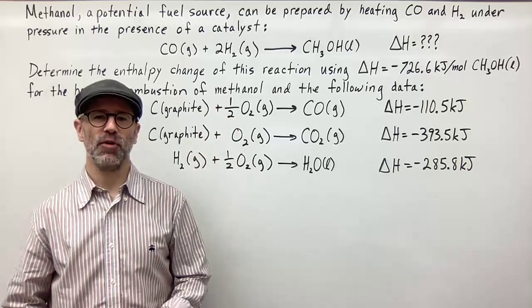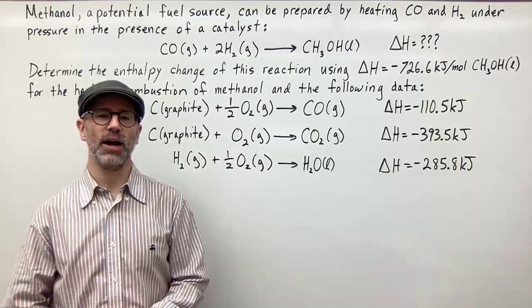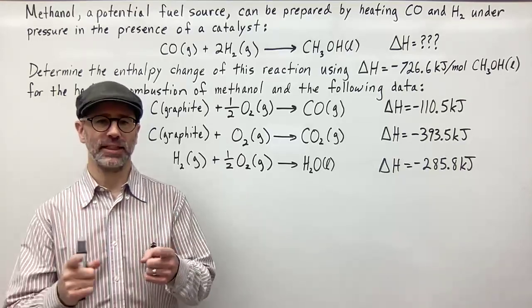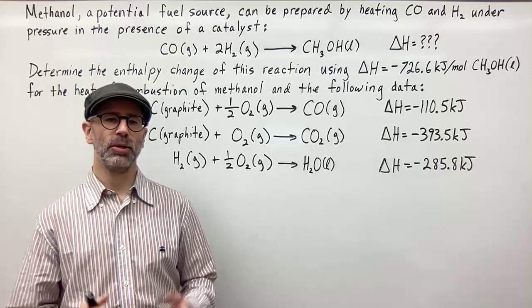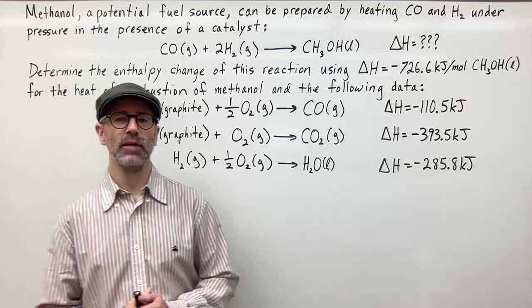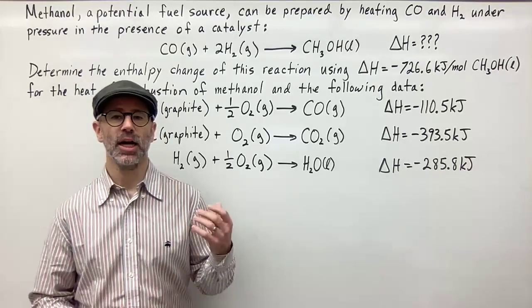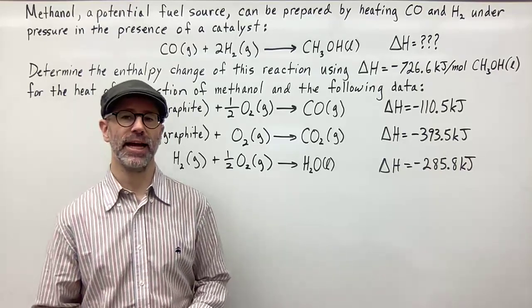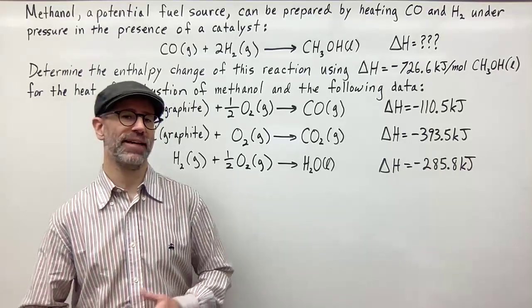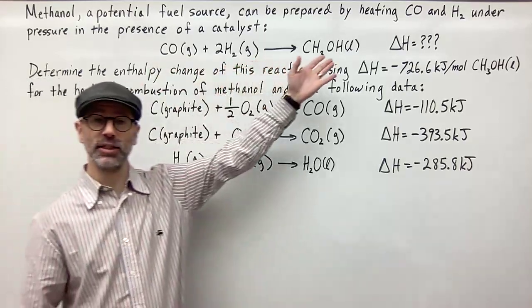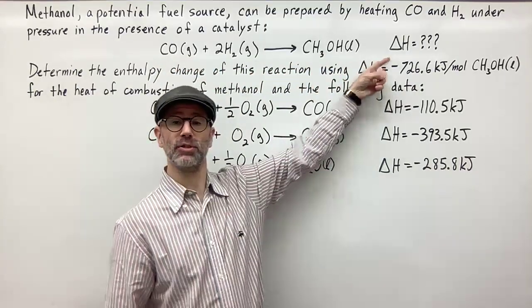My name is Mr. Cobalt, and in this video I'm going to be going over how to use Hess's law to find the enthalpy of a given reaction. Let's get into this. In this problem we're given methanol, a potential fuel source, which can be prepared by heating carbon monoxide and hydrogen gas under pressure in the presence of a catalyst. Here we're given the reaction equation and we want to find the enthalpy of this reaction.